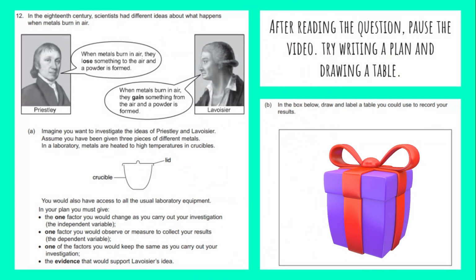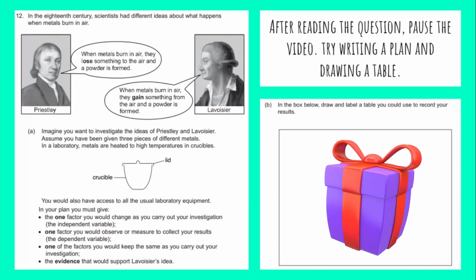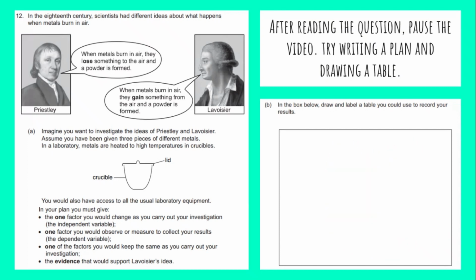Read this question, pause the video, and try writing a plan and drawing a table for the information that's given. The question is about some ideas that came about in the 18th century. There were 2 scientists that had different ideas. The one on the left is Priestley, and the one on the right is Lavoisier. You're asked to imagine you want to investigate their ideas.